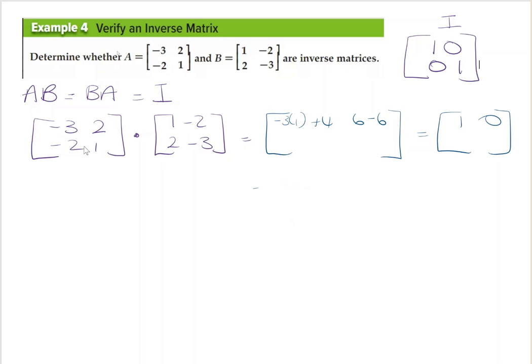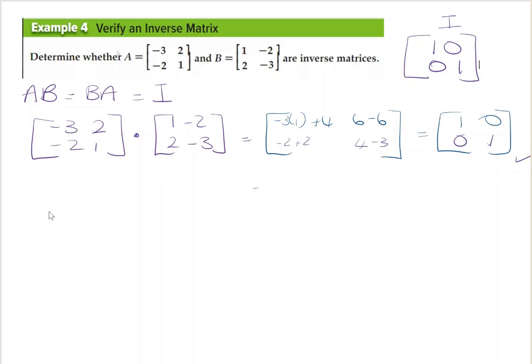And then minus 2 times 1 is minus 2. And 1 times 2 is 2, plus 2. So this is going to be 0. And then we have minus 2 times minus 2 is 4. And 1 times minus 3 is minus 3. 4 minus 3 is 1. So this is the identity.